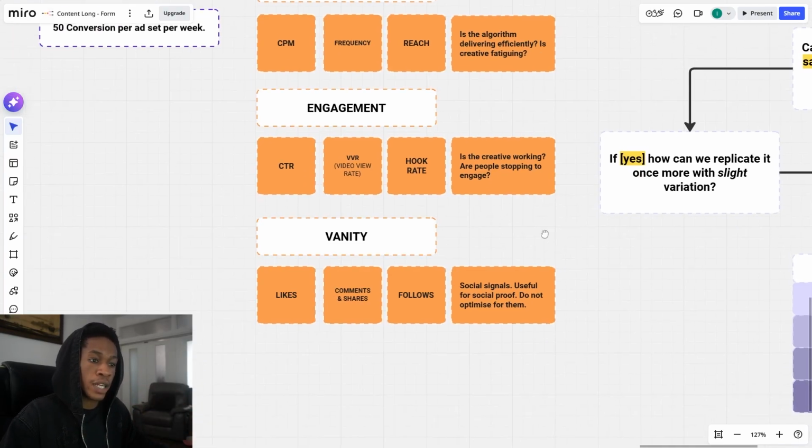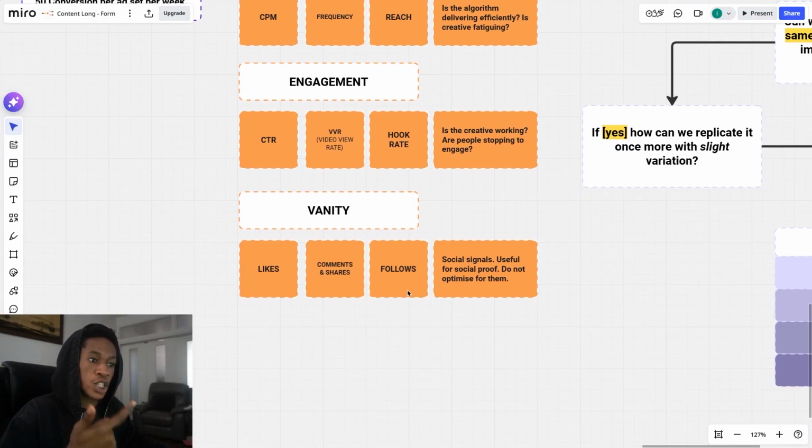Now, when it comes to vanity metrics, obviously we look at the likes, comments, shares, and follows, but we only use them as a sign that this is good for social proof. We don't optimize for likes, comments, and follows, because at the end of the day, we don't care about likes or comments and shares. Yes, they're important, but they're not going to guarantee sales.